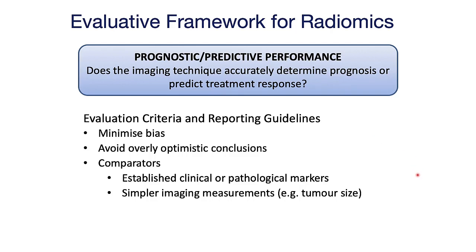Another thing that is often missed from these studies is that we need to have a comparator in the study. That could be an established clinical or pathological marker of prognosis, for example, or even simpler imaging measurements such as tumour size. So a complex radiomic model is unlikely to be useful if it produces no more information than a simple measurement of the size of the tumour.